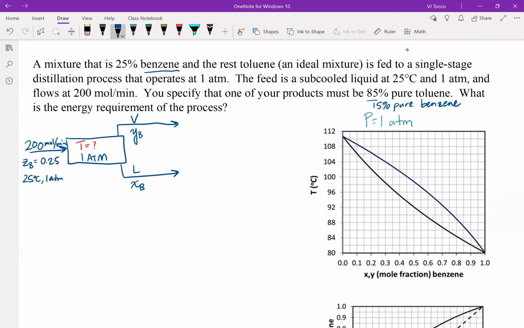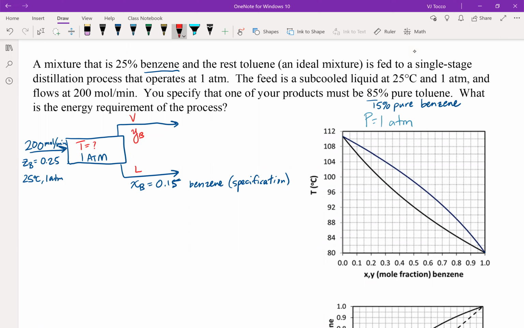So which stream is going to be the one that is enriched in the less volatile component? 15% is below 25%, which is my feed. And that is going to tell me that my bottoms product is going to be 0.15 mole fraction benzene. And this is coming from the specification that one of the products must be 85% pure toluene. So that's it. My process flow diagram is complete. I have 4 unknowns. I'm going to go through and rewrite them in red. And that means I can go ahead and solve.